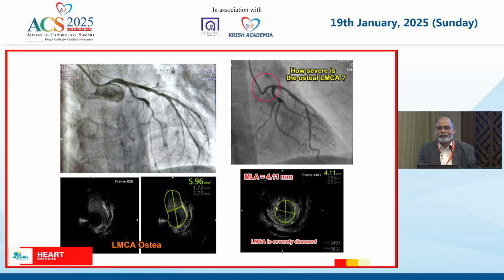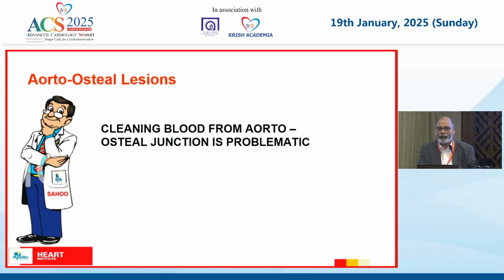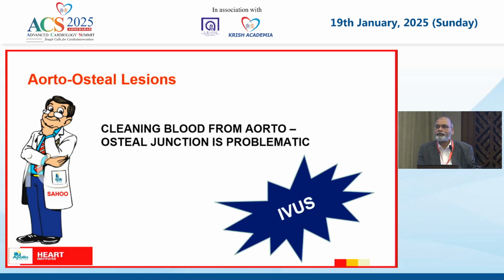Now here, supposing in this case, you might feel that all ostial lesions need to be evaluated properly. For example, in this case, the MLA is 4.11. So you have to work on it, use a cutting balloon, and then go ahead. Clearing blood from the aorto-ostial junction is really difficult and problematic. So definitely IVUS is the choice when you're dealing with LMCA ostial lesions.